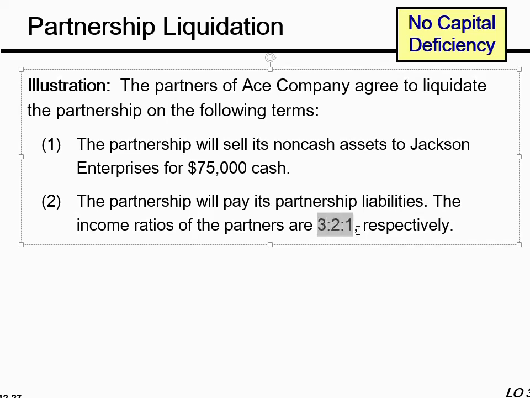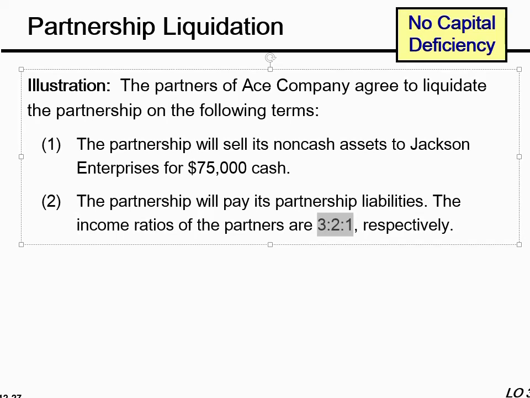3 plus 2 plus 1 is 6. So suppose if there is a gain, I have to distribute 3 by 6, meaning out of 6 parts of the gain, 3 parts will be taken by Arnett. Then the second partner will take 2 parts out of 6 parts, and 1 part, 1 by 6, will be taken by the third partner. So like this, we are going to distribute the income among the partners.